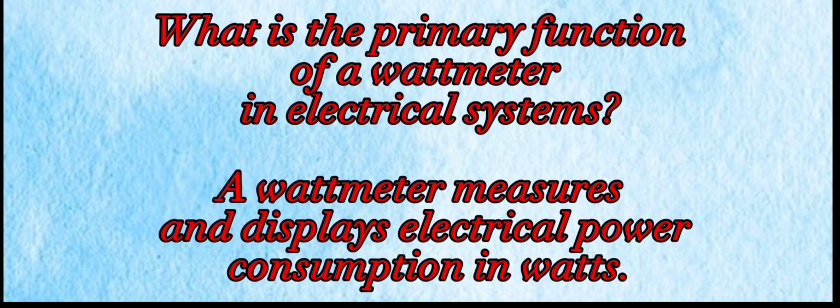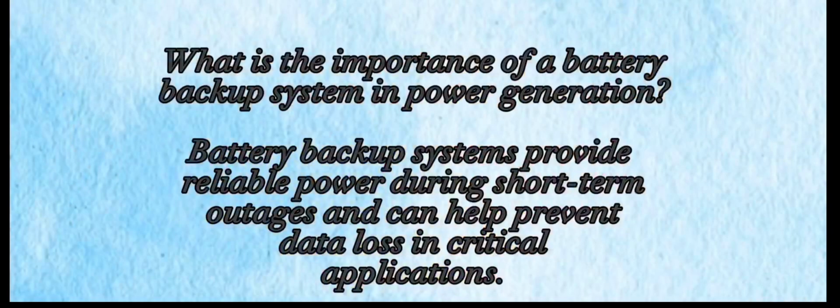What is the primary function of a wattmeter in electrical systems? A wattmeter measures and displays electrical power consumption in watts. What is the importance of a battery backup system in power generation? Battery backup systems provide reliable power during short-term outages and can help prevent data loss in critical applications.